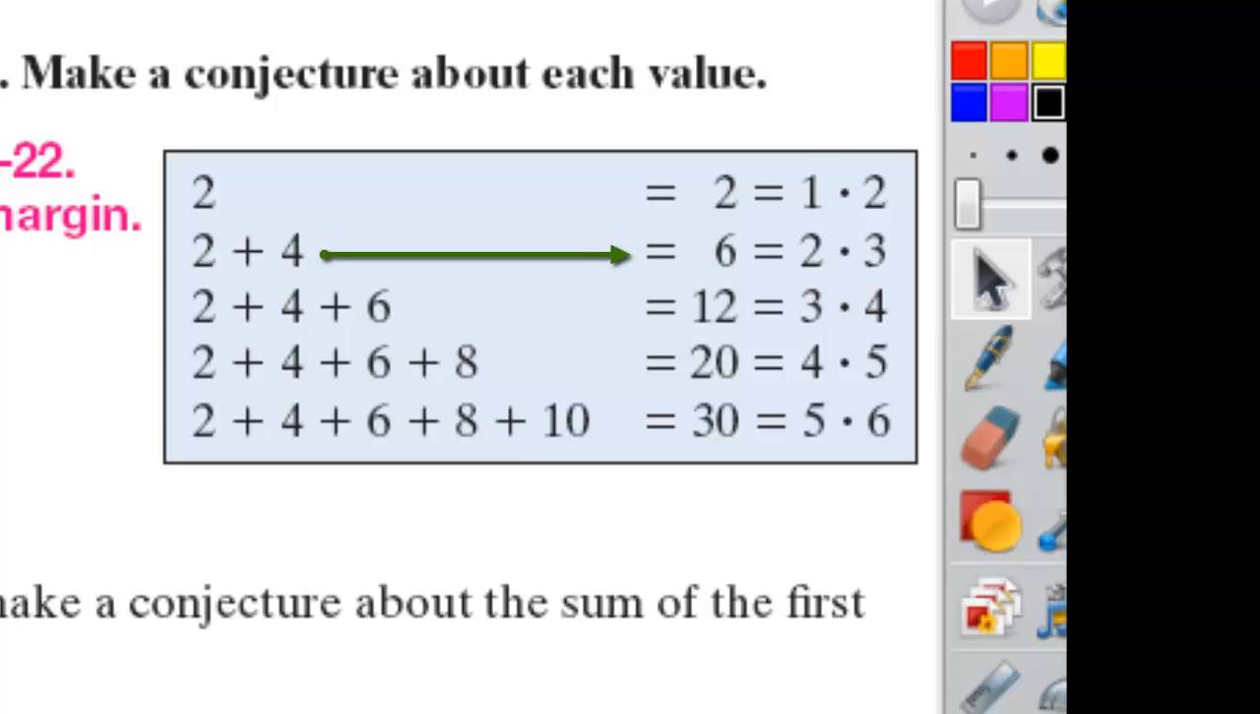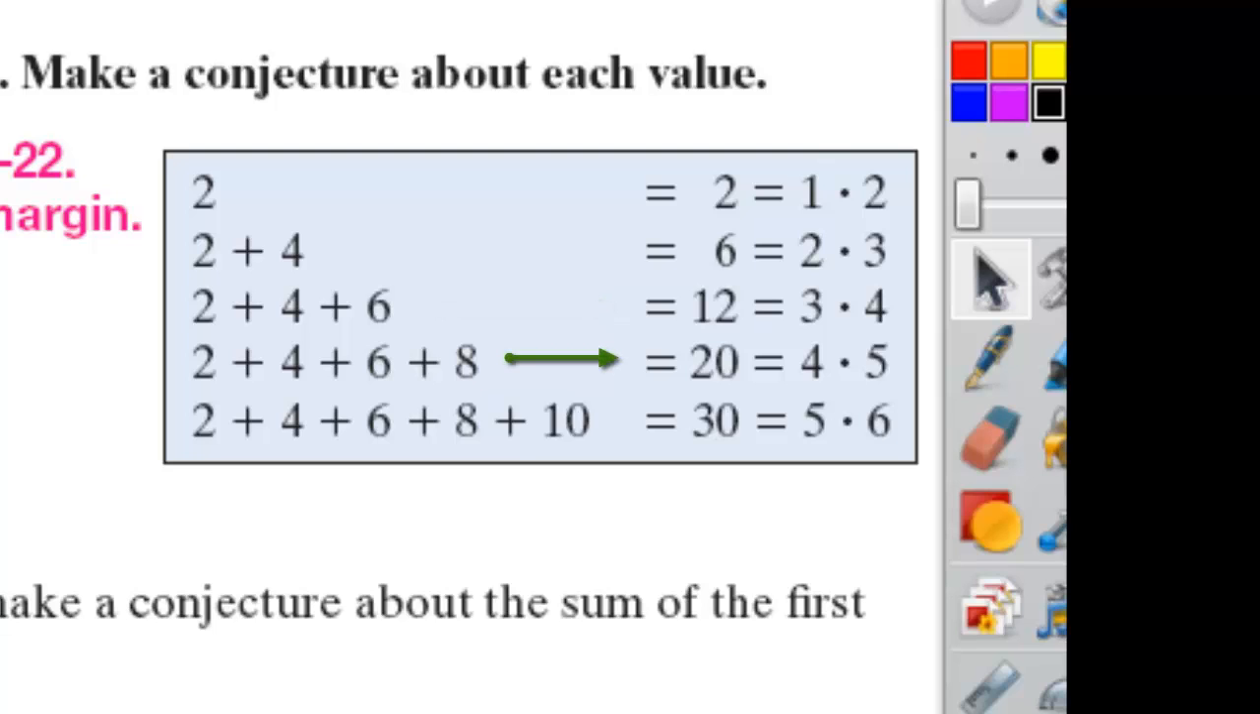2 plus 4 is 6. Well, I can also do 2 times 3 and get 6. If I take the first 3 even numbers, 2, 4, 6, and add them together, that gives me 12. Well, I can also get 12 by doing 3 times 4.